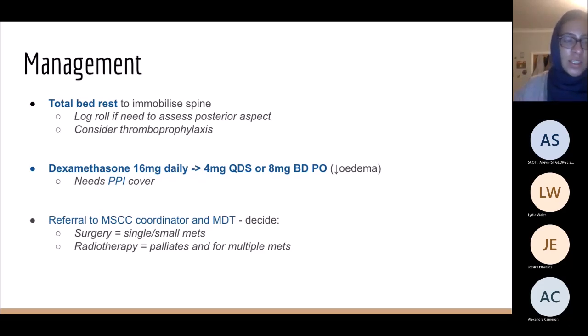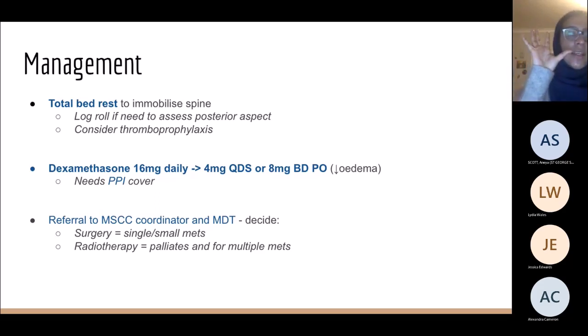And you need to remember, because you are giving high dose steroids, to cover them with a PPI, because steroids are often associated with problems like stomach ulcers or gastritis. So give them a PPI, it will make them feel better. And you need to discuss how to manage their spinal cord compression longer term in an MDT situation.